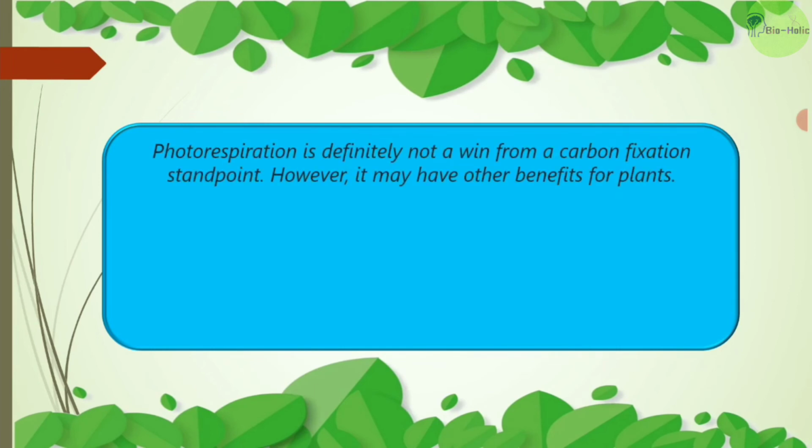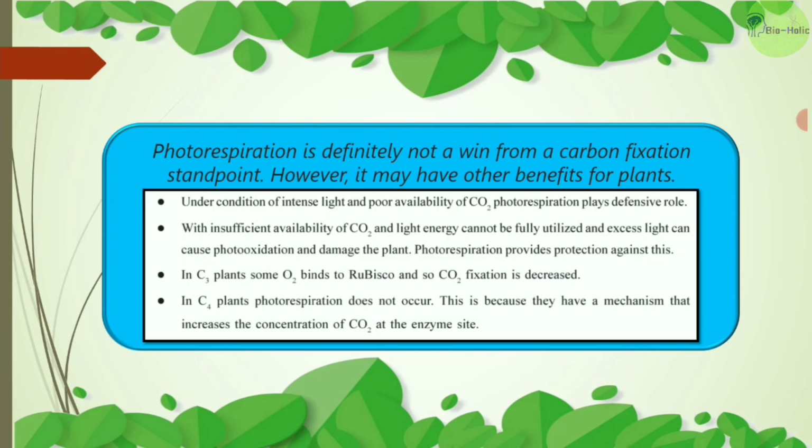So photorespiration is definitely not a win from a carbon fixation standpoint. However, it may have other benefits for the plants. Those are that under conditions of intense light and poor availability of carbon dioxide, photorespiration plays a defensive role. With insufficient availability of carbon dioxide, light energy cannot be fully utilized, and excess light can cause photooxidation and damage the plant. Photorespiration provides protection against this, and in this process, in C3 plants, oxygen binds to Rubisco and so carbon dioxide fixation is decreased.